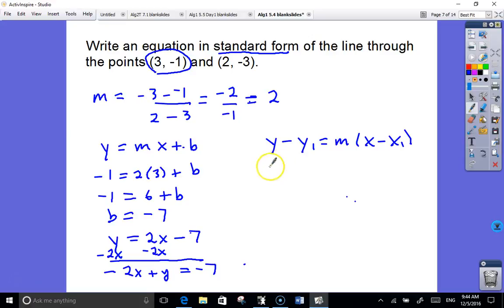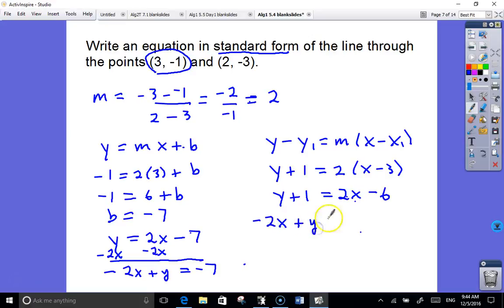I could have said y minus -1, which is like y plus 1, the slope is 2, times x minus 3. Solve, or y plus 1 equals 2x minus 6. I've got to get that 2x onto the other side. I've got to subtract 1 from both sides. And in any case, it's the same thing.